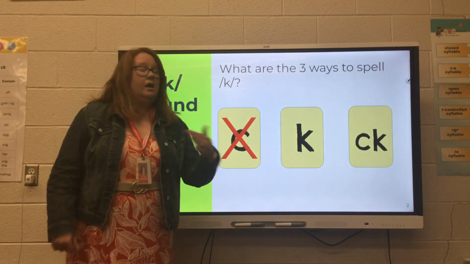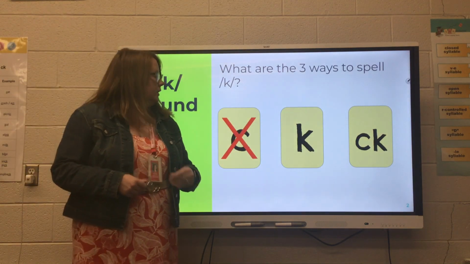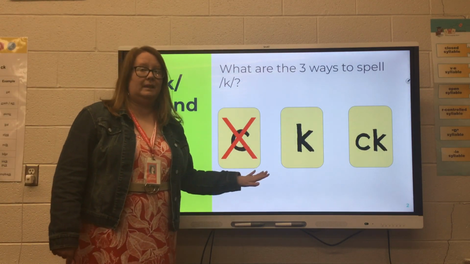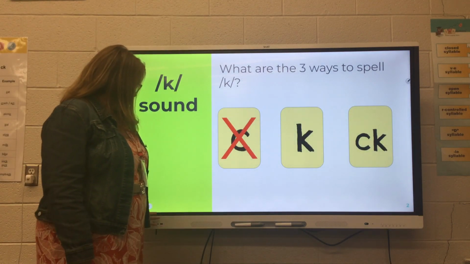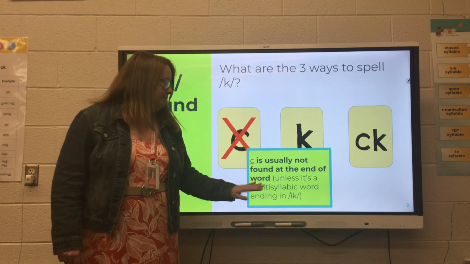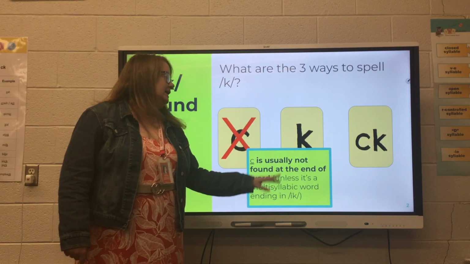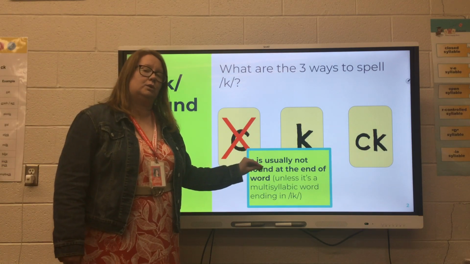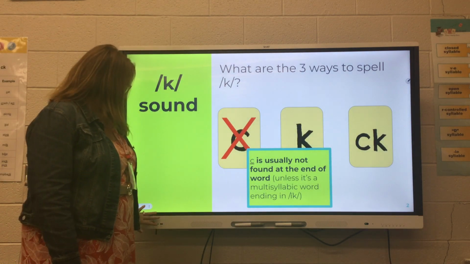So, at the end of a word, we almost never use the C spelling pattern. C is usually not found at the end of the word unless it's a multisyllabic word ending in ick. That's a more complex spelling pattern than the words we're going to be talking about today.